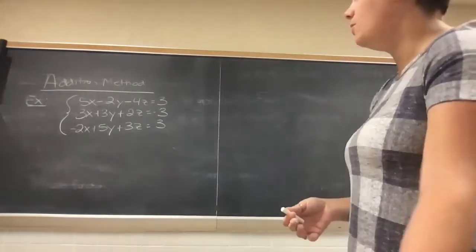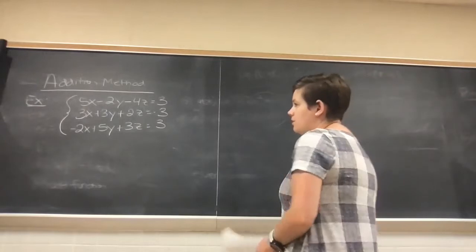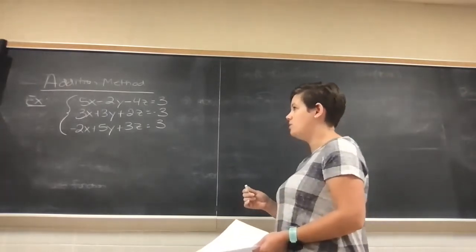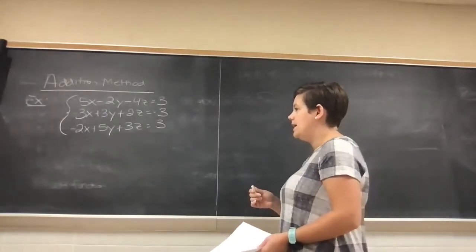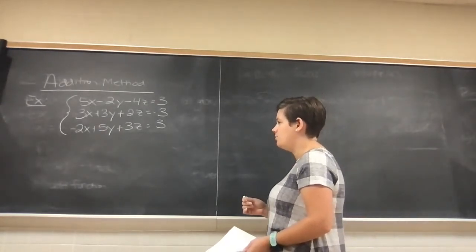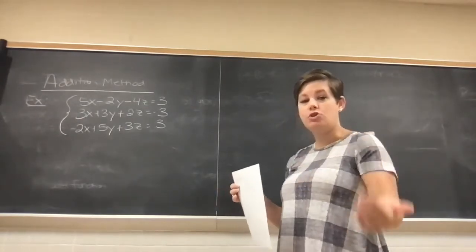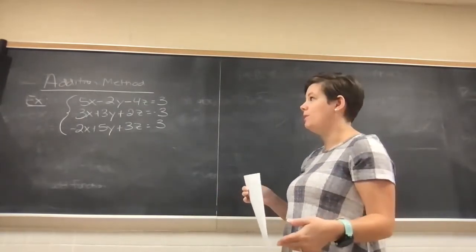But there's our system of equations. We have 5x minus 2y minus 4z equals 3. 3x plus 3y plus 2z equals -3. And -2x plus 5y plus 3z equals 3. And like I said, this works exactly the way that it would with two variables, only now we have three.